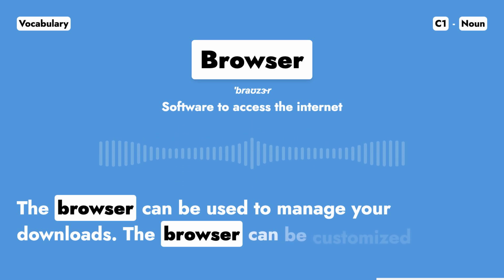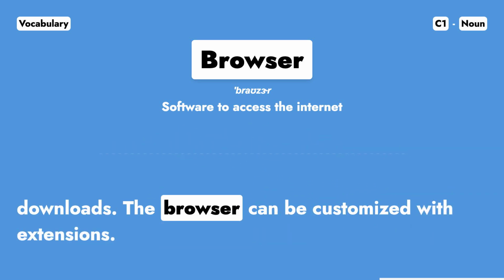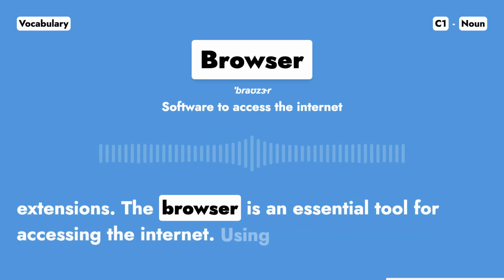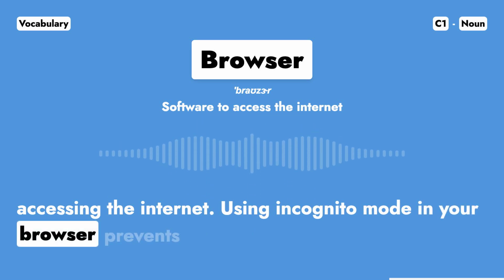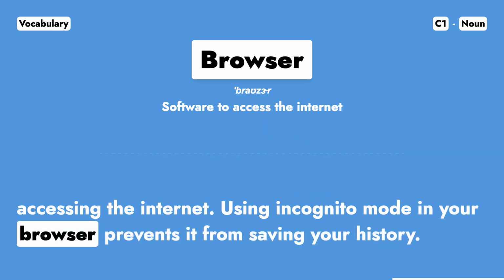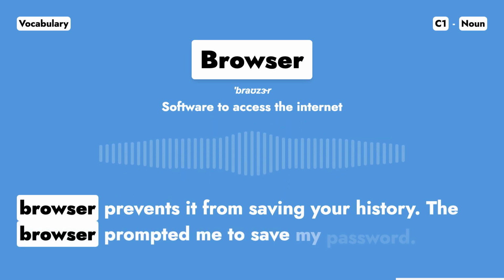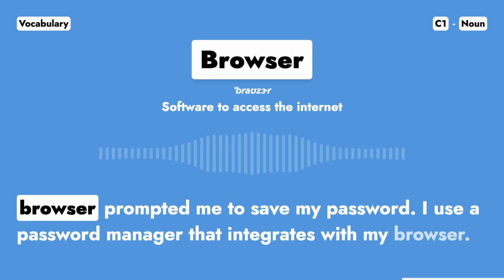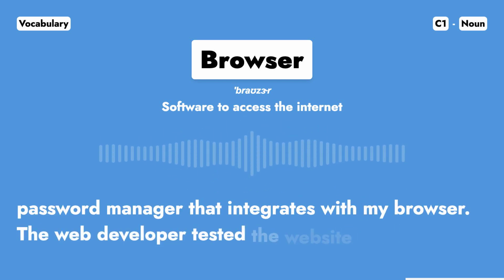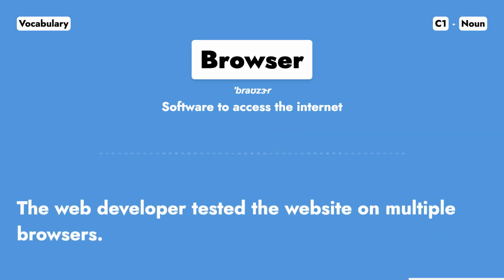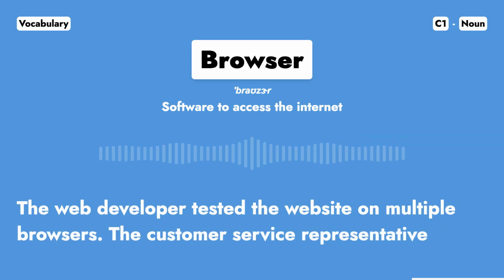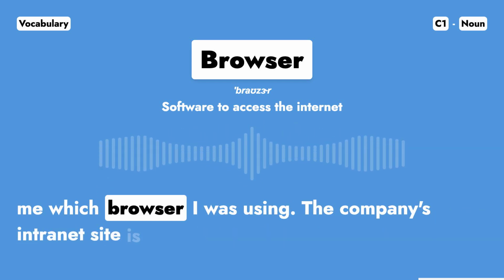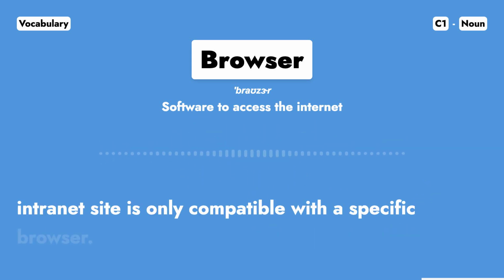The browser can be customized with extensions. The browser is an essential tool for accessing the internet. Using incognito mode in your browser prevents it from saving your history. The browser prompted me to save my password. I use a password manager that integrates with my browser. The web developer tested the website on multiple browsers. The customer service representative asked me which browser I was using. The company's internet site is only compatible with a specific browser.